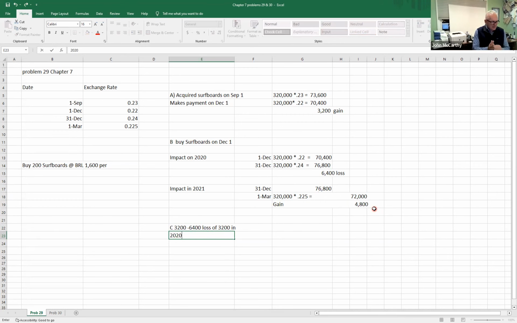All right, let me just check that. Yes, it's a loss. I'm going through this fast, so you guys can slow it down. From September 1 to December 1, it was the $3,200 gain, and then for the rest of the year, it was a $6,400 loss. So the total effect in 2020 is 3,200 minus 6,400, a loss of 3,200, and then the impact in 2021 is what we already recorded here, a $4,800 gain. So that's A, B, and C.